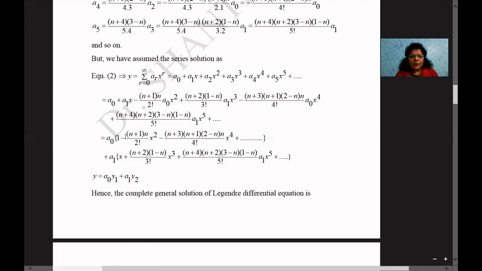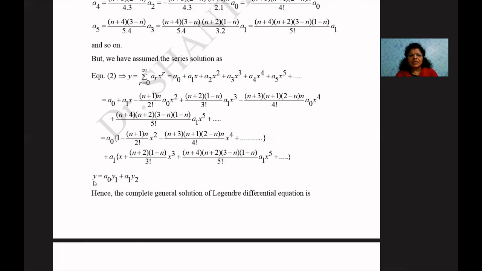That is A0 into this infinite series, I'm writing it as y1, that is the first solution, plus A1 into this infinite series, I'm writing it as the second solution, y2. Thus, we have obtained y is equal to A0 into y1 plus A1 into y2, which is the complete general solution of the Legendre differential equation.